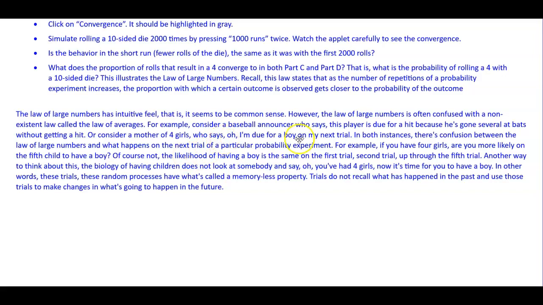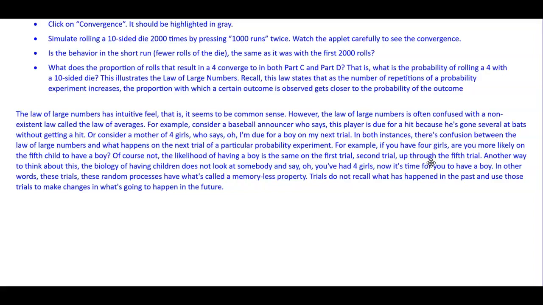So, for example, consider a baseball announcer who says, "This player is due for a hit because he's gone several at-bats without getting a hit." Or consider a mother of 4 girls who says, "Oh, I'm due for a boy on my next trial." In both instances, there's confusion between the law of large numbers and what happens on the next trial of a particular probability experiment. So for example, if you have 4 girls, are you more likely on the 5th child to have a boy? Of course not.